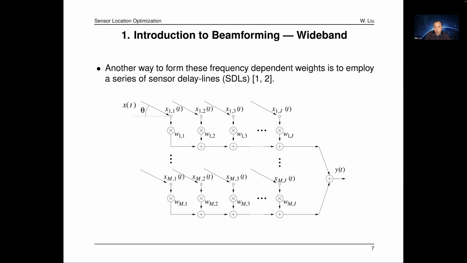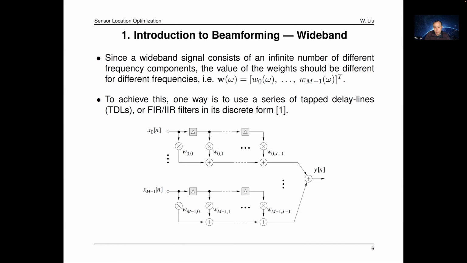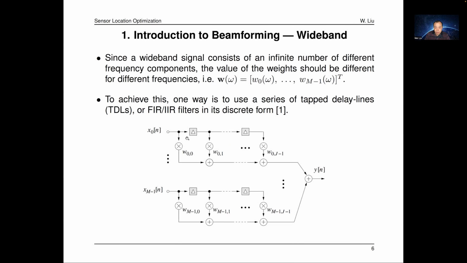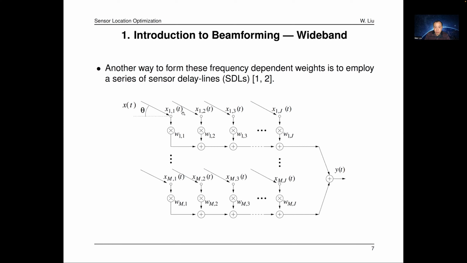And then there's another way. This FIR filter or tapped delay line, IIR filters, is just one way to achieve this frequency dependent response W(omega). There's another way. We call it sensor delay lines. Basically, you put more sensors behind the original array sensors. If you have an original linear array, X11, X21, X_M1, and so on, this is the original sensor. You put more sensors behind them. If the original array is a linear array, then putting more sensors behind it gives you a planar array in this case. You see this structure. Compared to this, you replace the tap delay by what? By the signal propagation delay here.